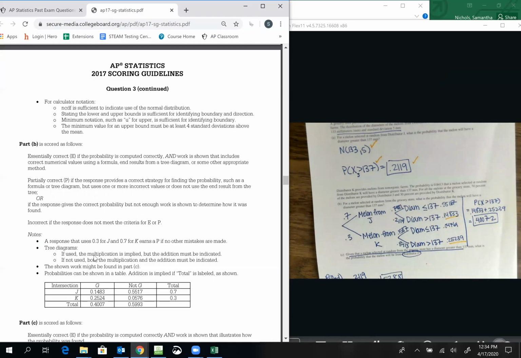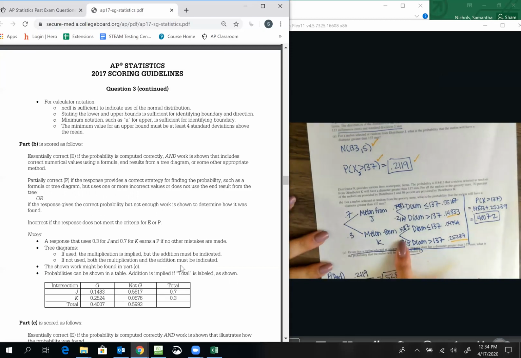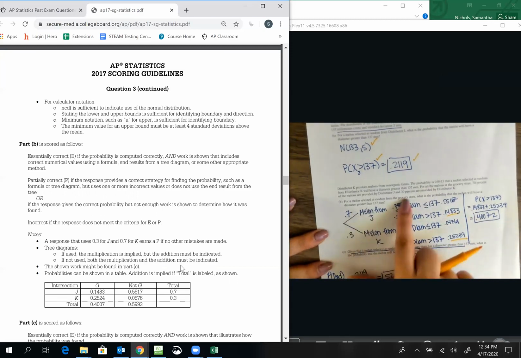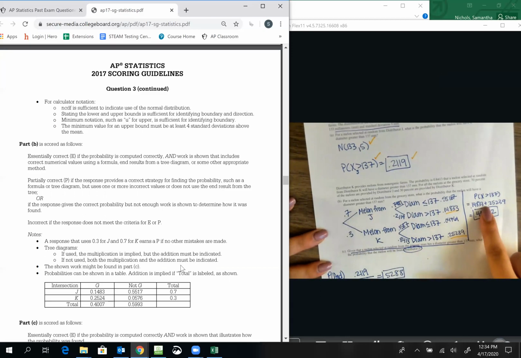Note, if used, the multiplication is implied. If a tree diagram is used, the multiplication is implied, but the addition must be indicated. If not used, the multiplication and addition must be indicated. So because I did a tree diagram, the multiplication of the branches is implied. So all I had to show was the adding.